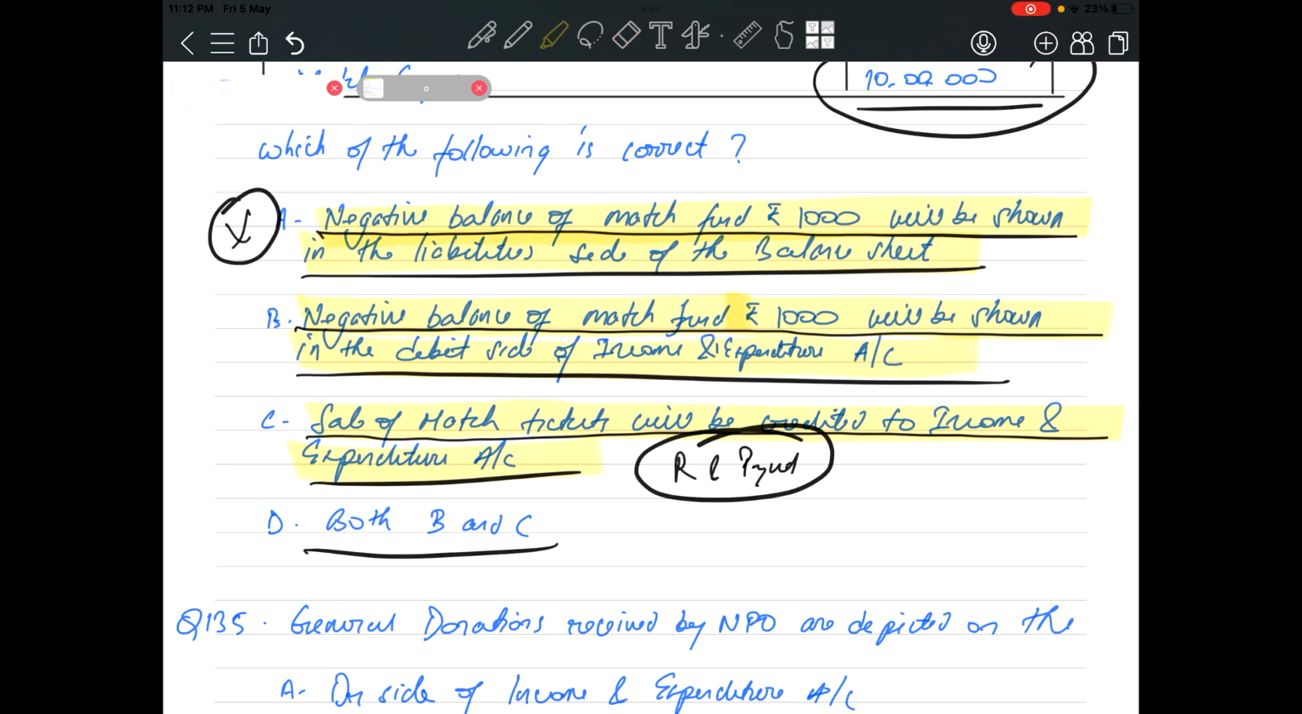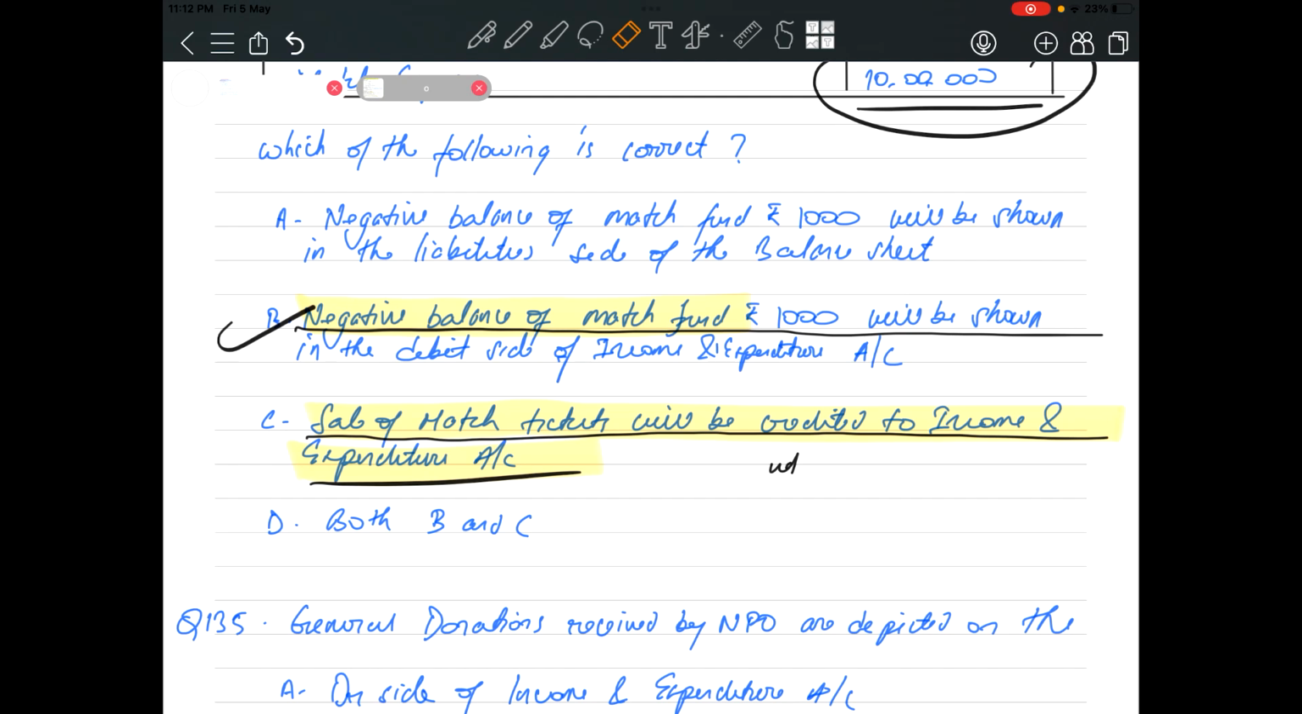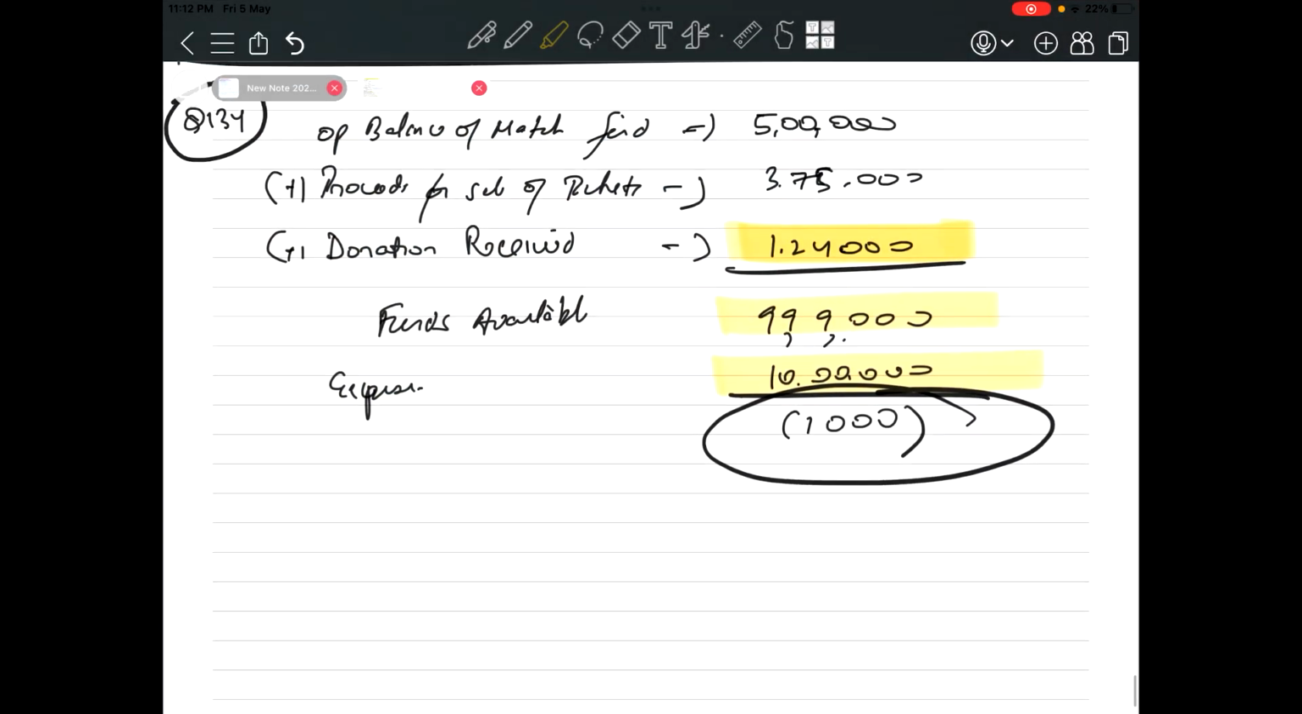Okay, both B and C. So this option is not valid, because this point number C is not valid. So we are left with point number B. Okay, so what is the answer for question number 134? The answer is B. Okay, negative balance of match fund 1,000 will be shown in the debit side of income and expenditure account. Now see what will happen.